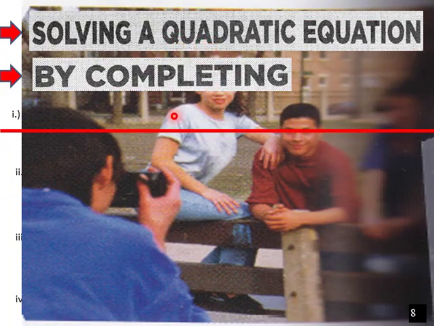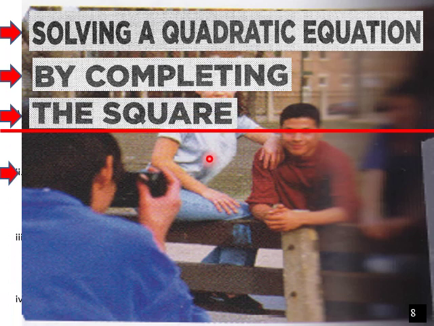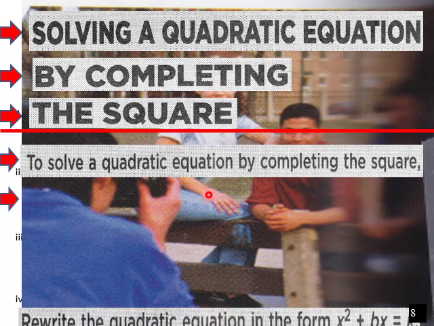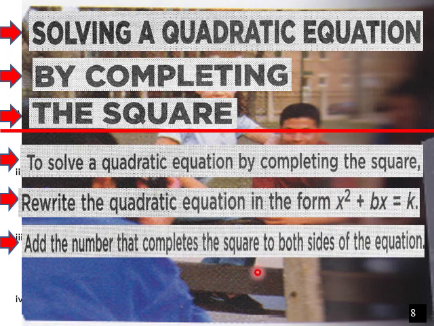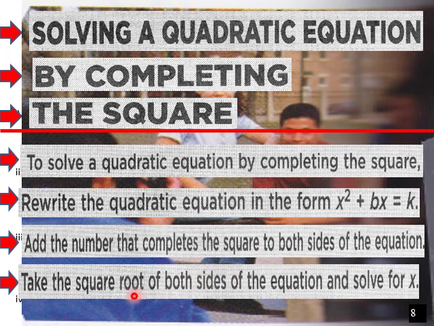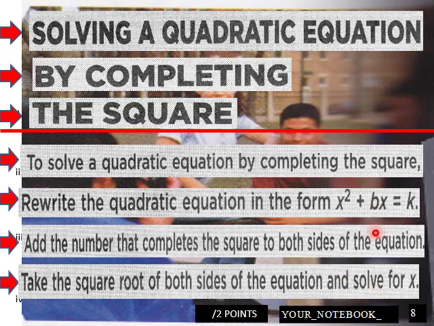Solving a quadratic equation by completing the square. To solve a quadratic equation by completing the square, rewrite the quadratic in the form x squared plus bx equals k. Add the number that completes the square to both sides of the equation. Take the square root of both sides of the equation and solve for x. So that is another way of doing it when they're a little bit more complicated.